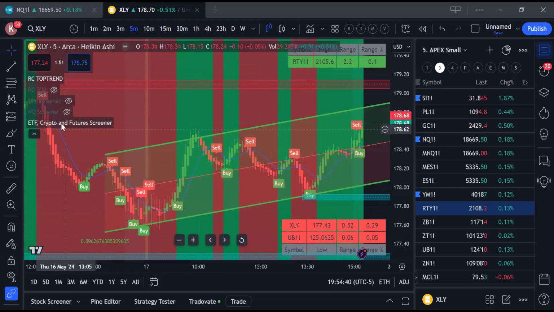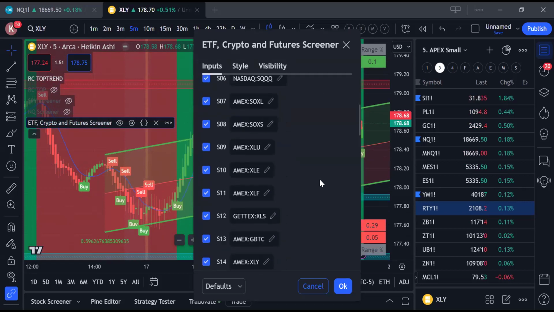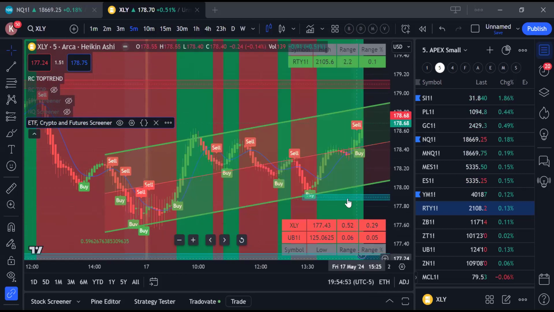So that is how these scanners work, right? You have all crypto stocks, all ETFs, all futures, and you can run them. You know which tickers have high potential to go up, which tickers have high potential to go down.